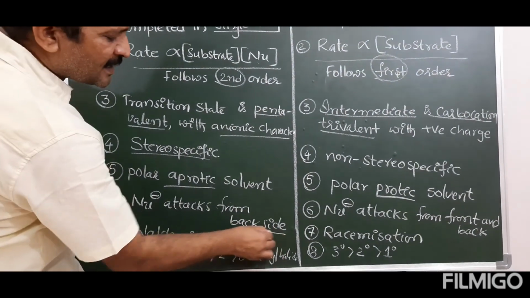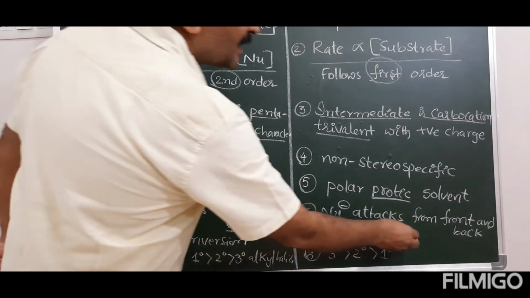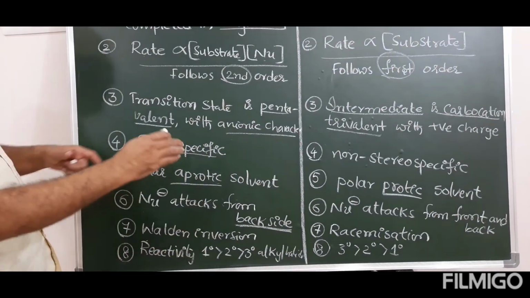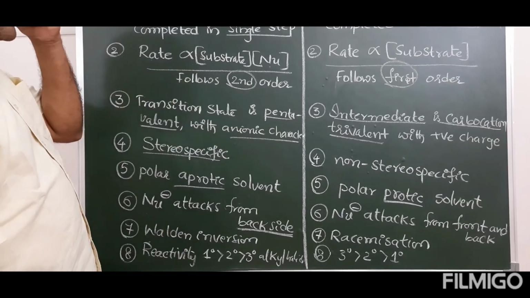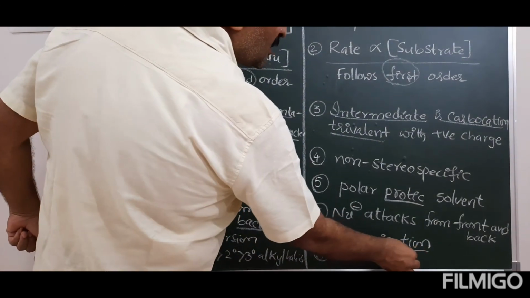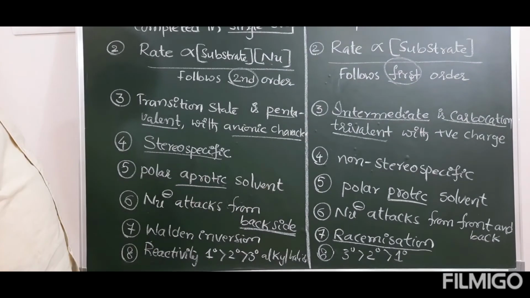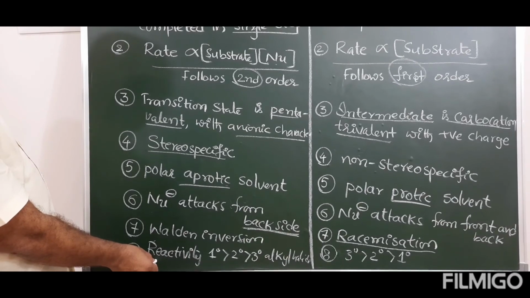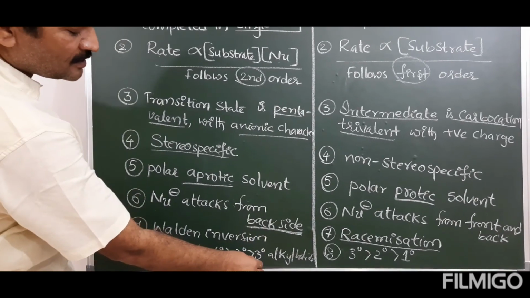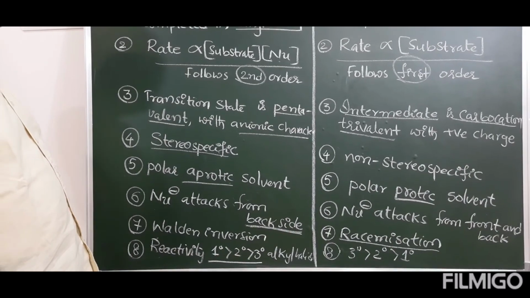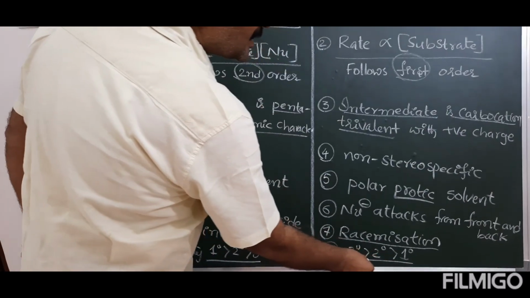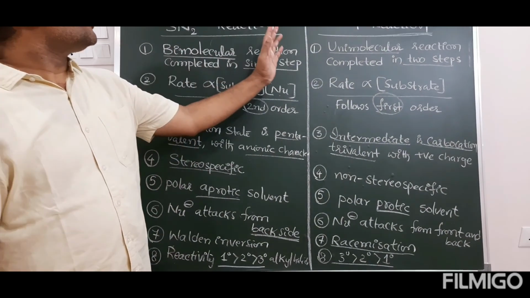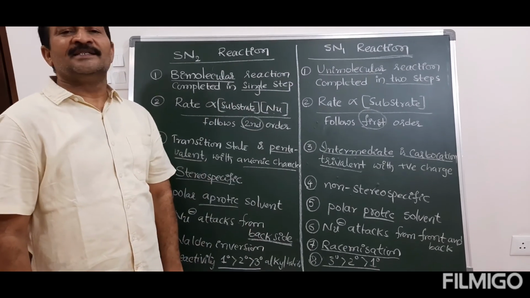The nucleophile attacks from the back side only. Here the nucleophile attacks from either the front side or the back side. Walden inversion takes place, that means the total configuration is inverted. Here some part of the reactant undergoes inversion and some part is retained. That is called racemization. And the reactivity in the SN2 reaction for different alkyl halides is primary greater than secondary greater than tertiary. Here it is tertiary greater than secondary greater than primary. These are the differences and the comparative study for SN2 and SN1.